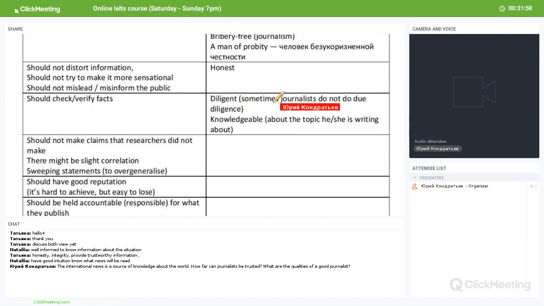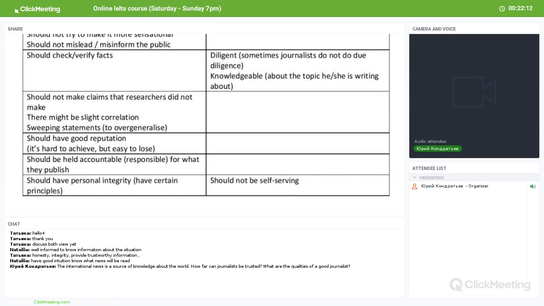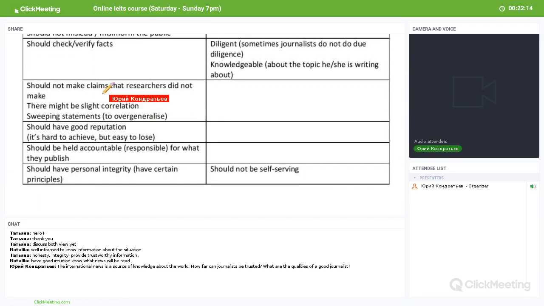Усердный. Sometimes journalists do not do due diligence in verifying the facts that they're writing about. Also, a journalist should be knowledgeable about the topic that he or she is writing about. And sometimes, you can also mention this, journalists make claims that researchers did not make.